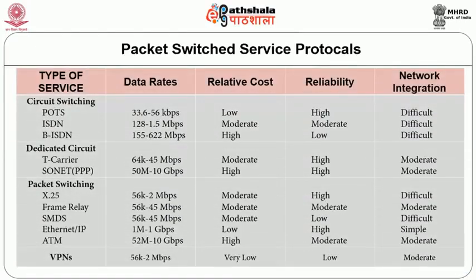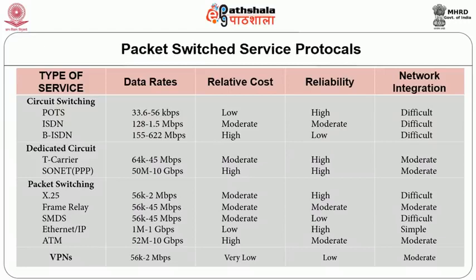Now looking at the data rate and its cost, etc., you can see that if you want more reliability, then you need to have high cost. And in some simple circuit switching, the ports are very low cost because it's only used for ISDN moderate and B-ISDN. If it is to increase, then high cost. In dedicated also, if you are using T carrier, it's moderate, and if you are using an optical, fiber based connectivity, then it is high.